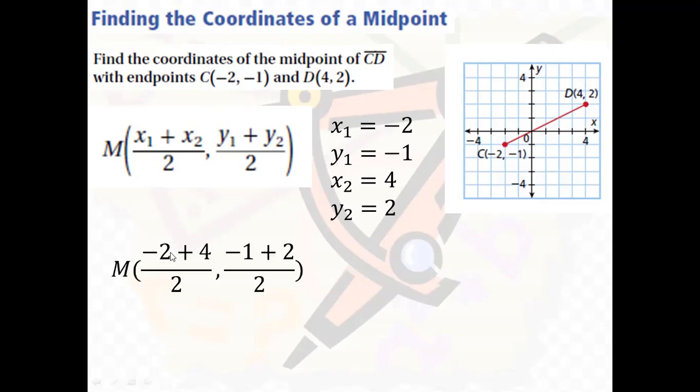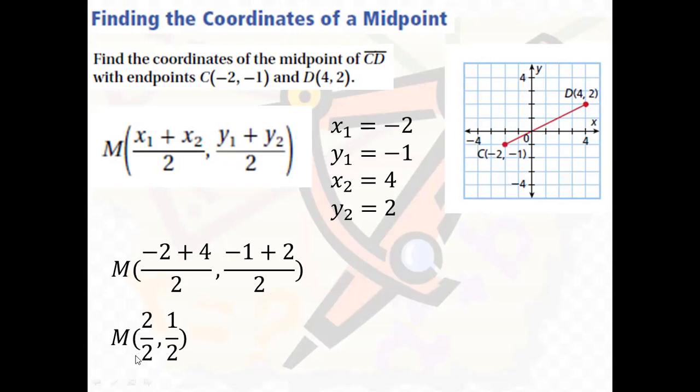x1 is -2 plus x2 is 4. So if you write it like this, it's easier to get it. y1 is -1 and y2 is 2. So -2 plus 4 will give us 2 divided by 2. -1 plus 2 will give us 1 divided by 2.